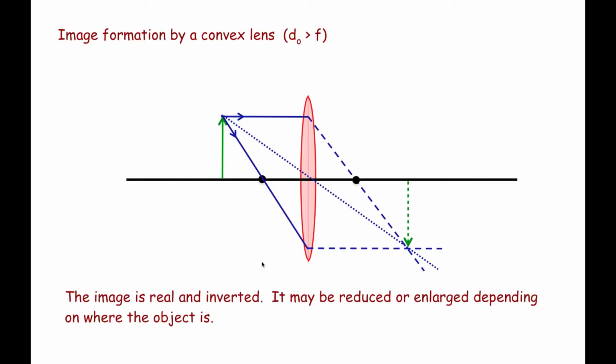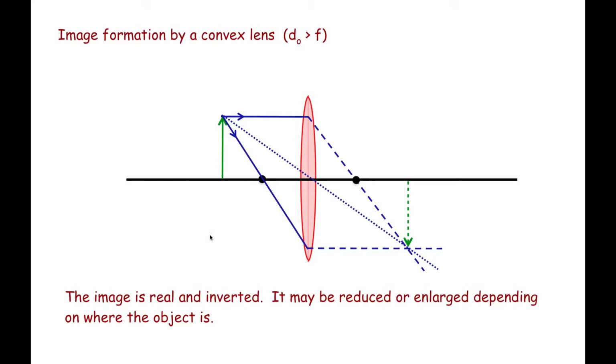This is really the crucial part. The image is real because the rays pass through the lens, and then the rays themselves converge to form an image. That is the defining attribute of a real image. That's formed by the rays and not by our own imagined extensions of the rays.